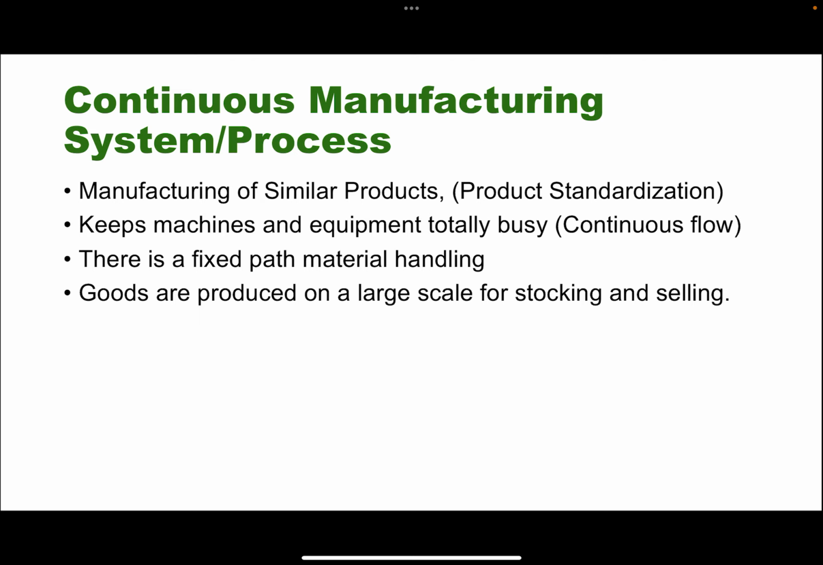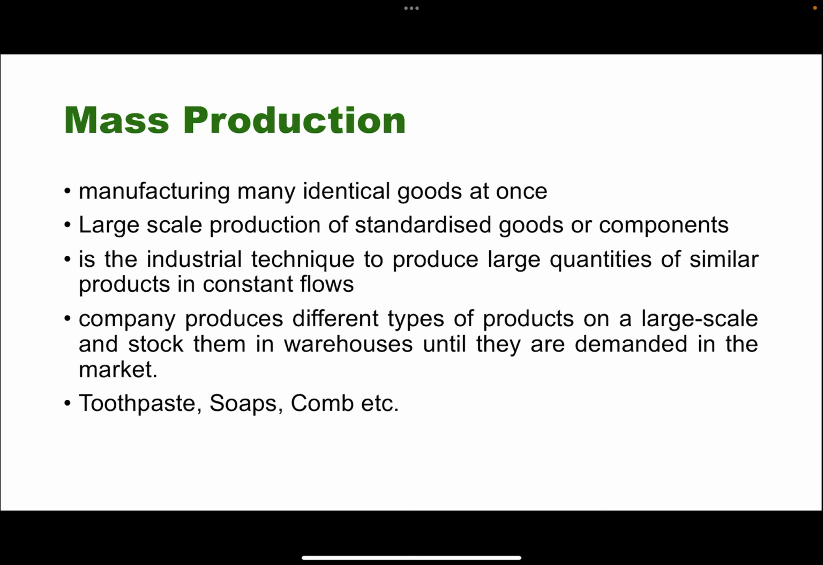These can be used for manufacturing similar products. That is product standardization. You are manufacturing the same product without any change, for example in the case of petroleum products. It keeps the machines and equipment totally busy. It never stops. There is a fixed path material handling, and goods are produced on a large scale for stocking and selling. Now we are coming to the mass production system. Mass production is used for manufacturing identical goods at once.